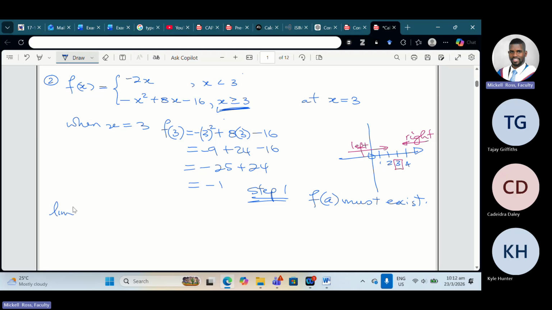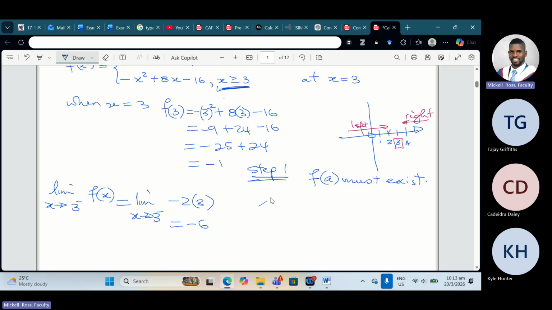Now, the limit as x approaches 3 from the left-hand side of f of x, we have to use this function because left means anything that is less than 3. So you're coming in from the left-hand side. So you'd have to use this function because this is where x is less than 3. So this is going to be equal to the limit as x approaches 3 from the left-hand side of negative 2 times 3. So this is going to give us negative 6.